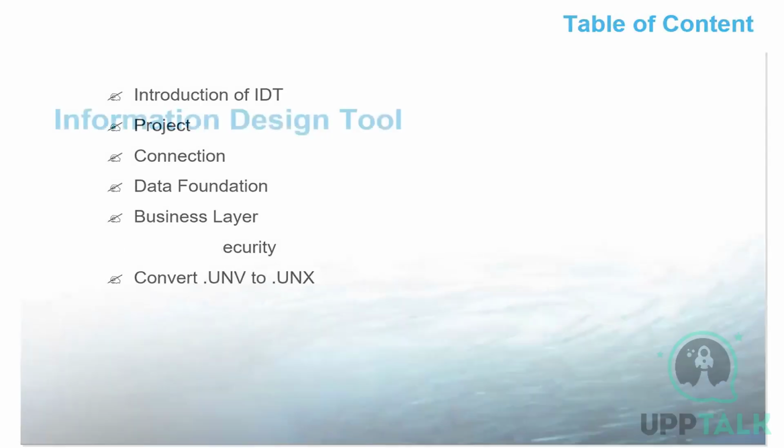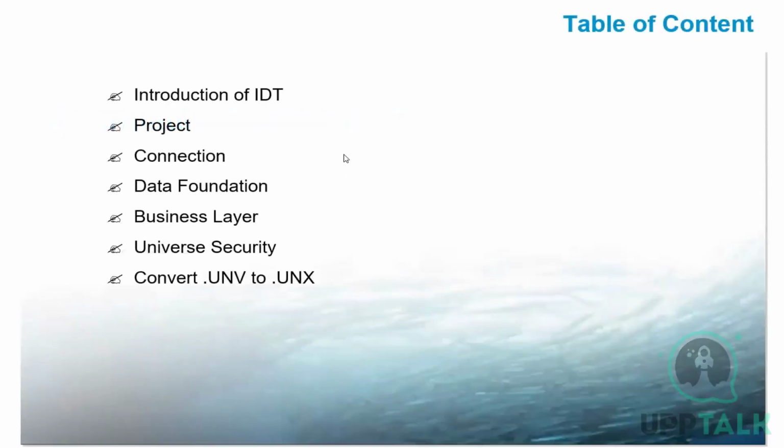As part of Information Design Tool, IDT, these are the topics that we will cover: introduction to IDT, what is a project, what is a connection. As I told you earlier, there are some predefined steps to create a universe in IDT. First we will create a project, later a connection, then the data foundation, then the business layer, then we will check the security, and then we'll convert any old universes. The .unx format is what we are currently using in Information Design Tool. It is a newer version.